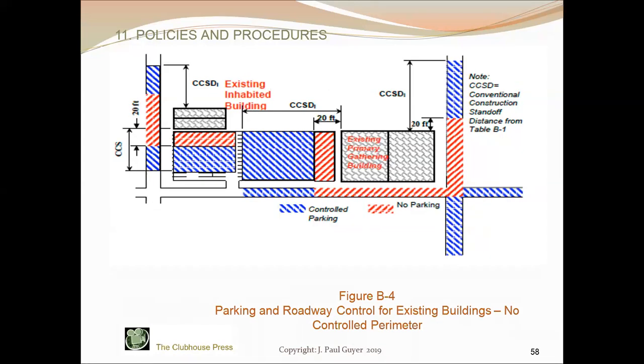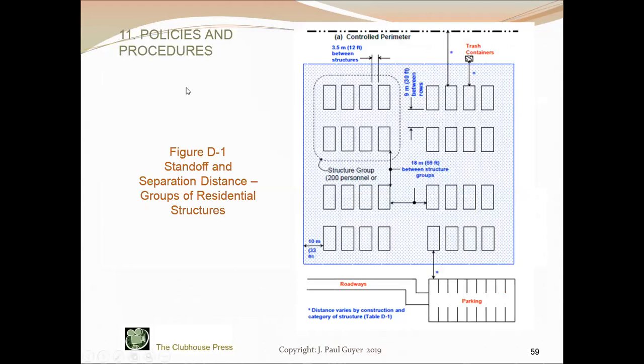This is an illustration for parking and roadway control for existing buildings with no controlled perimeter. The no parking areas are what you see, and the controlled parking areas are what you see in the blue. So this is a tool for a group of buildings, standoff and separation distances for groups of residential structures, could be single family homes, or it could be duplexes or quadplexes, something like that.